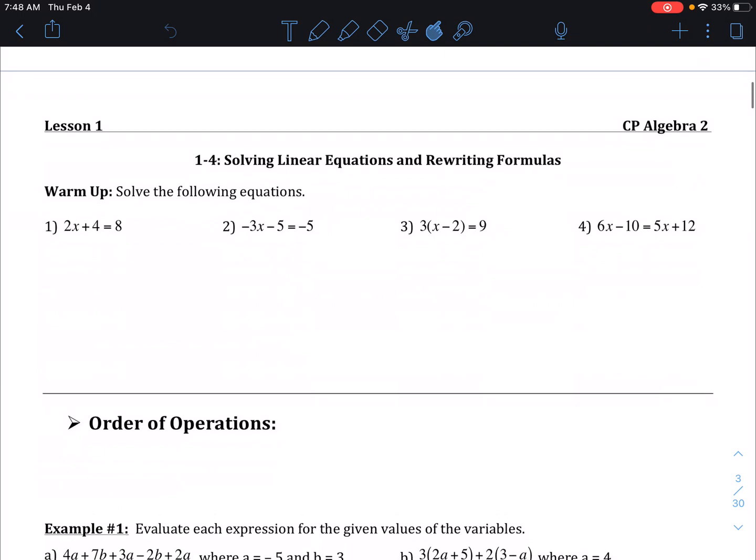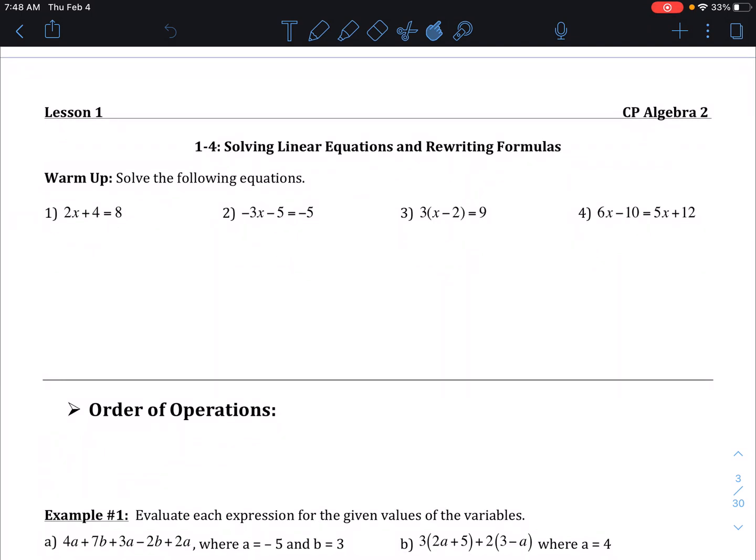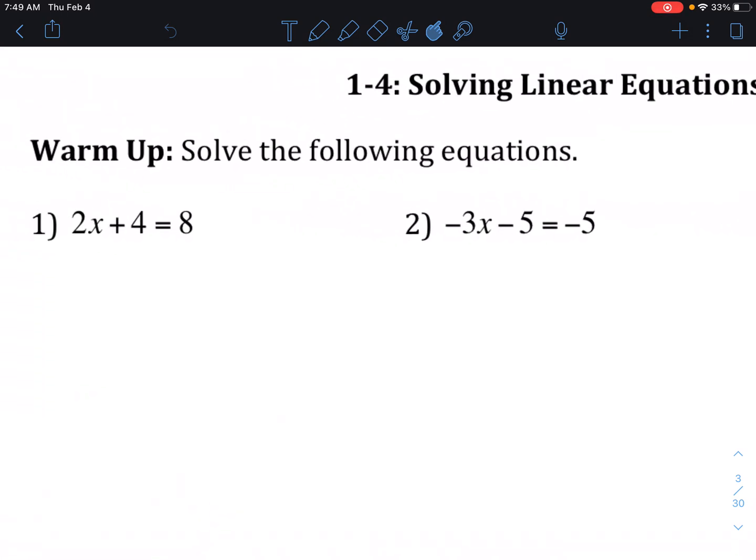So we're going to lesson 1 here. It's just a little bit of a warm-up on solving equations. So our goal today is going to be solving linear equations, meaning they would form lines if we were to graph them, and rewriting formulas, meaning, well, you'll see that later. All right, let's hit up the warm-up.